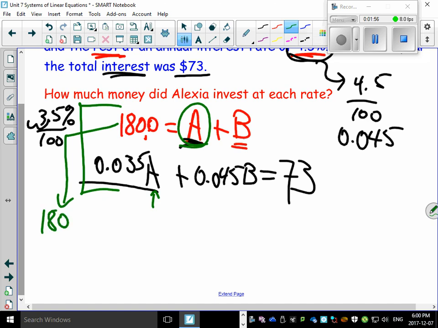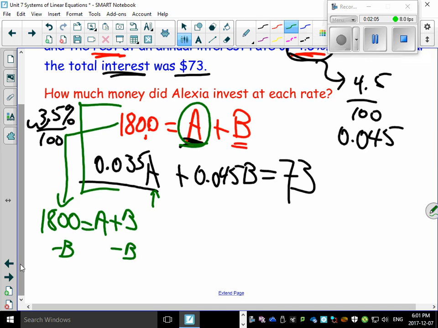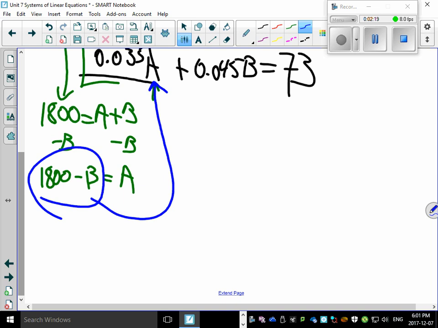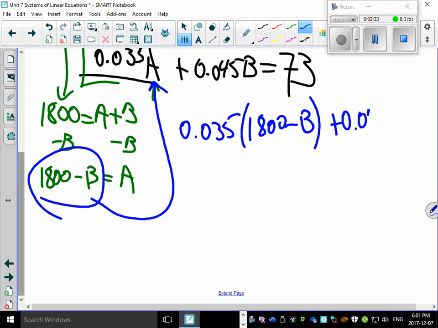So let's take this equation right here. Let's solve for A. 1,800 equals A plus B. Solving for A means subtracting B from both sides. And look what you got here: 1,800 minus B equals A. You're going to take this and put that in right here for A. So bringing this down, you have 0.035 for A. A is now 1,800 minus B, plus 0.045B equals 73.